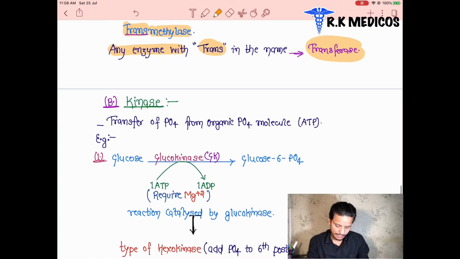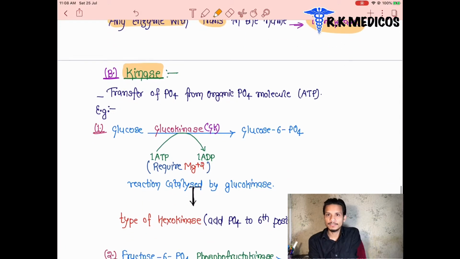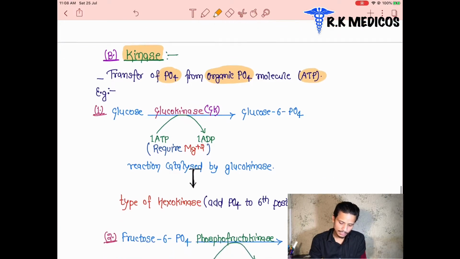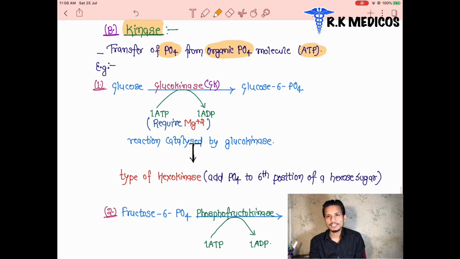Next, inside the transferase is another classification, that is kinases. Kinases are also included inside the transferase group. And what is transferred here? A special type of group, the phosphate group. There is a transfer of phosphate from an organic phosphate molecule, which basically means ATP. ATP is the organic form of phosphate, and we can see several examples of how kinase enzymes work.